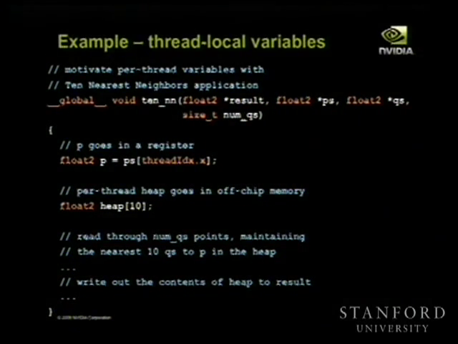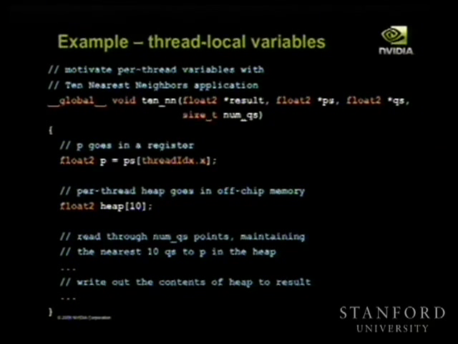This is just a short example of how these thread local register or array variables would work. To motivate this example, this is a simple k-nearest neighbors code. The idea here is that we have some set of points, call them P, and some set of points, call them Q. And for each point in P, we want to find the 10 points in Q that are nearest to that point. So you can think of implementing it like this. The idea will be to parallelize over the points in P, the points that you actually want to search nearby.